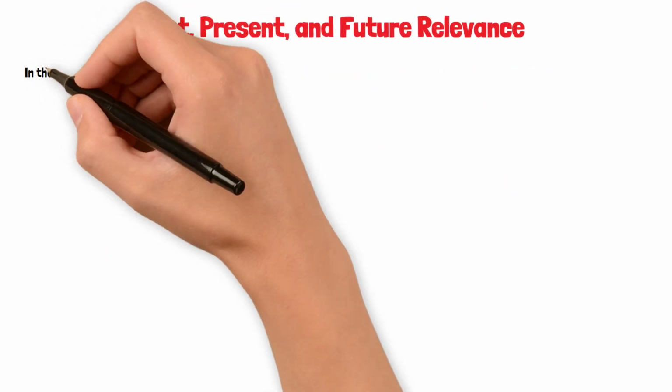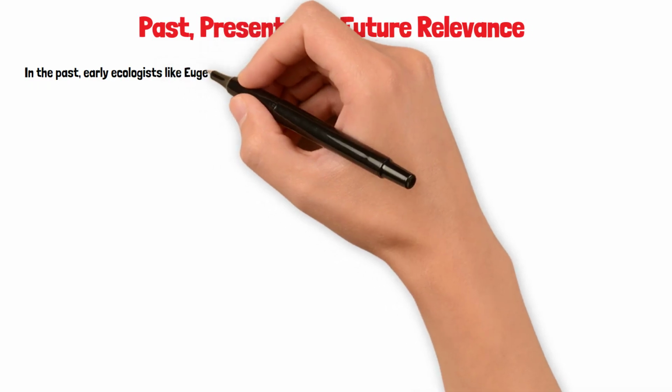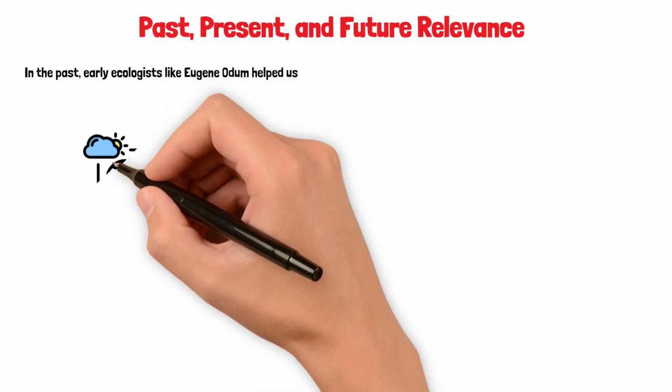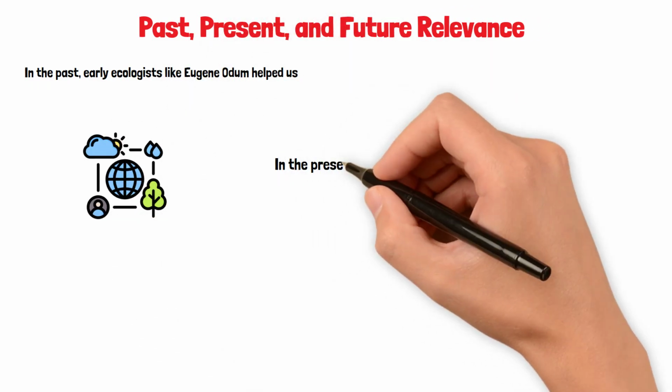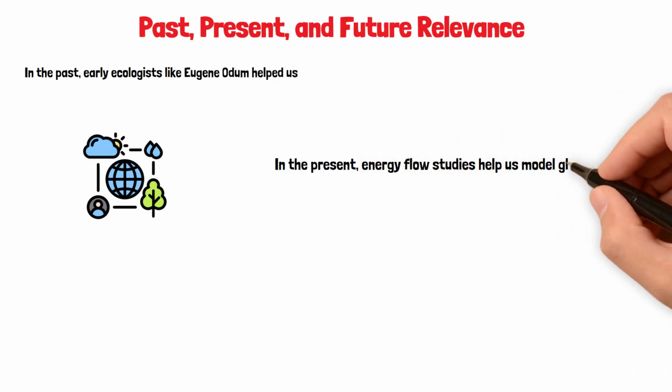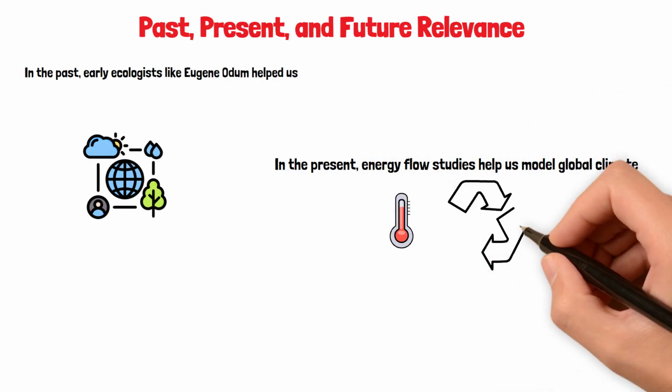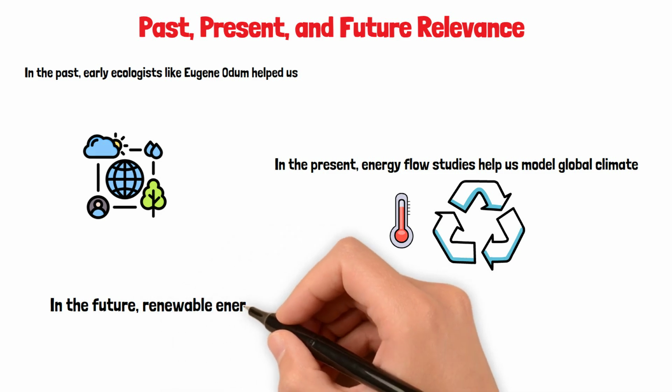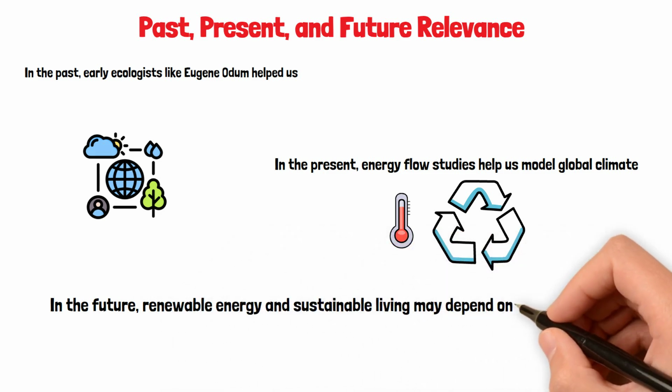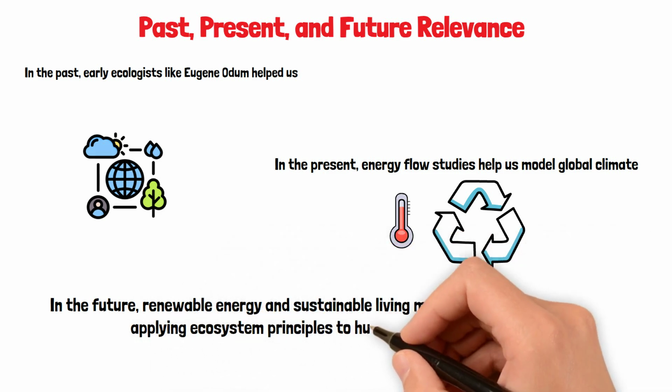In the past, early ecologists like Eugene Odum helped us see ecosystems as energy systems. In the present, energy flow studies help us model global climate and carbon cycles. In the future, renewable energy and sustainable living may depend on us applying ecosystem principles to human society.